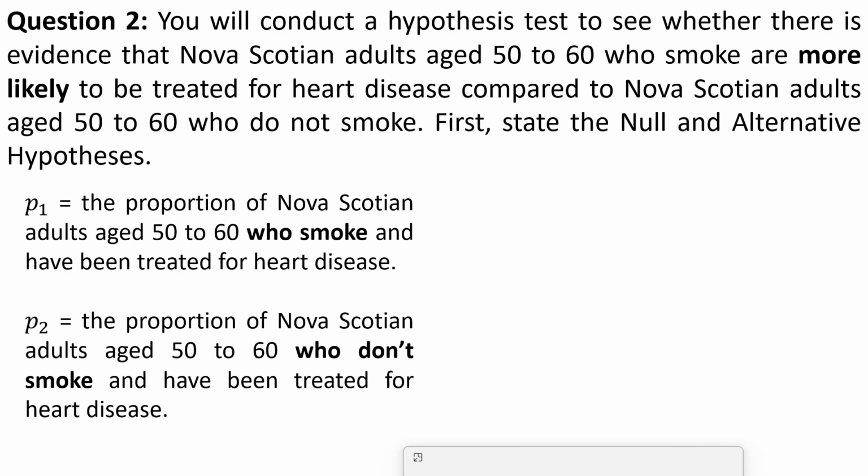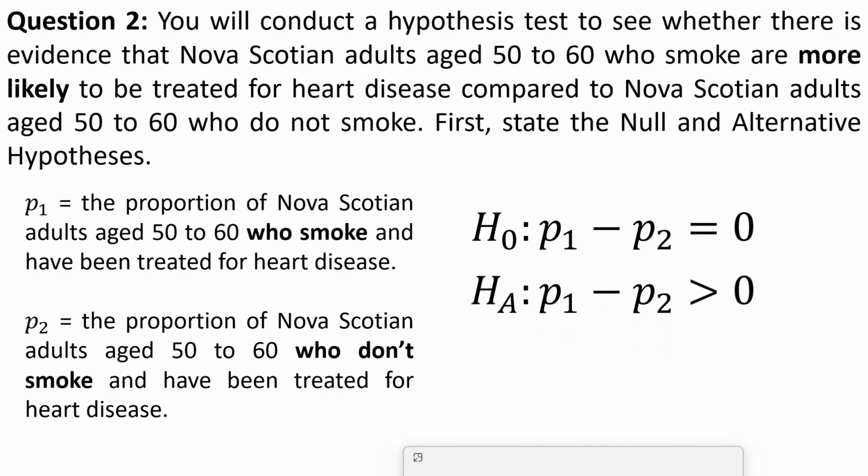So the null hypothesis is always that the two proportions are equal. So in this kind of scenario where you're comparing two population proportions, this will always be the null hypothesis for our purposes. In this case, the alternative is an upper tail test because we're asking whether or not P1 is bigger than P2. Smokers are more likely to be treated for heart disease. So there's your alternative hypothesis.